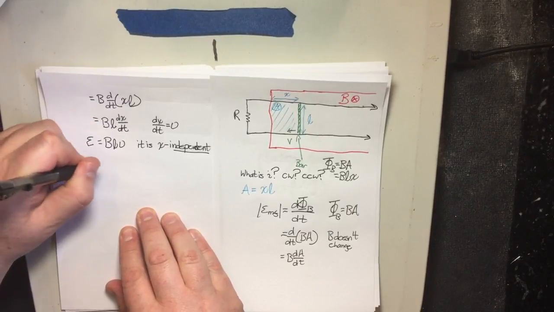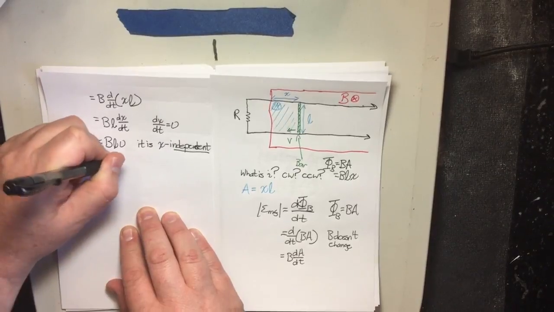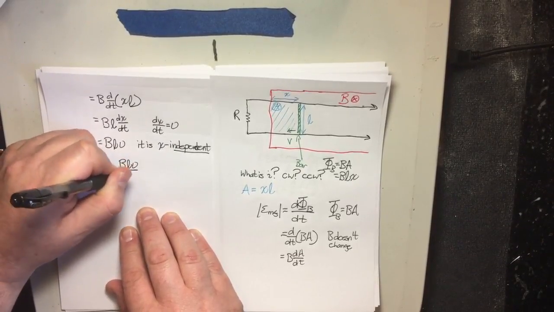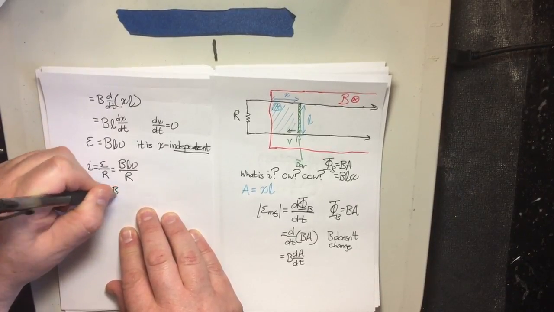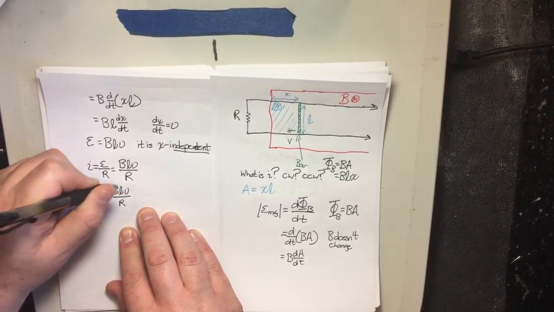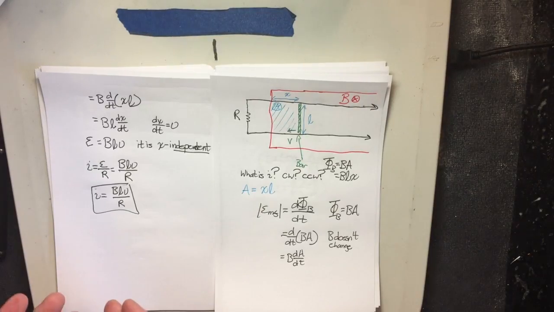Then you use Ohm's law to get the current. So the current induced is BLV divided by R. When assigning a problem like this on the test, I want to see the derivation. And I'm trying to do something that will ensure that you have to do it. So that gives you the current.